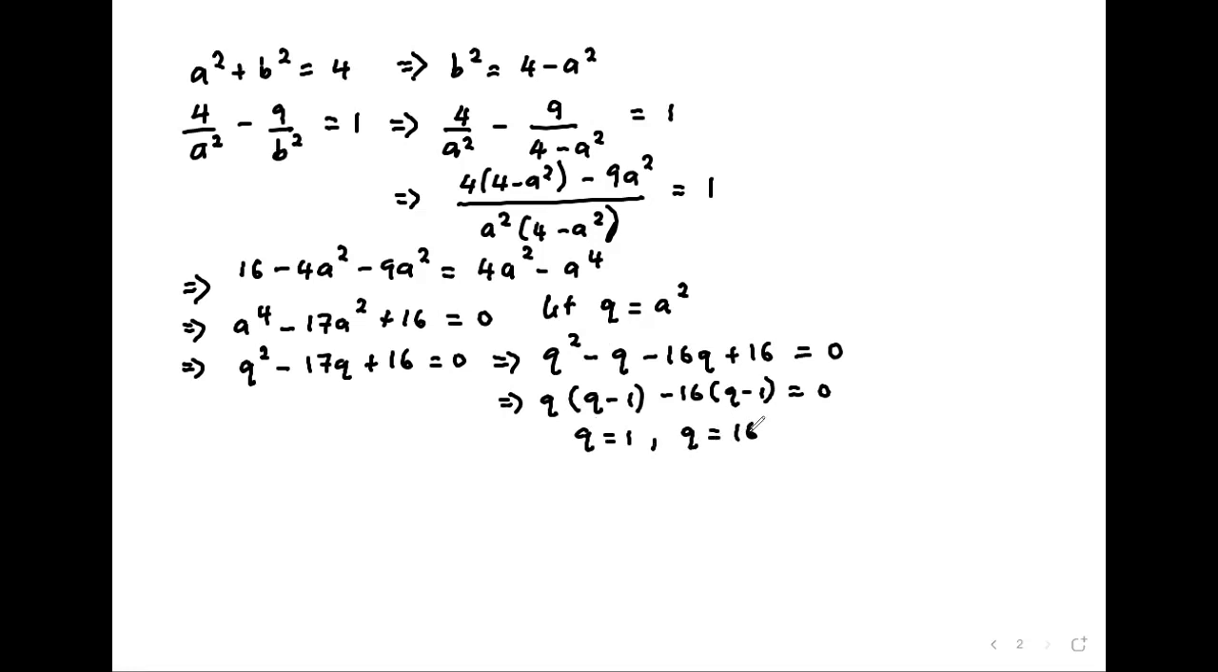And what is q? Remember, we go back. We said q is equal to a squared. So we have a squared is equal to 1, so that a is plus or minus 1. But anyway, I just want a squared, because b has been defined with a squared, so there's no need of going for the whole a. So for this a squared, b squared is equal to 4 minus 1, which is equal to 3.